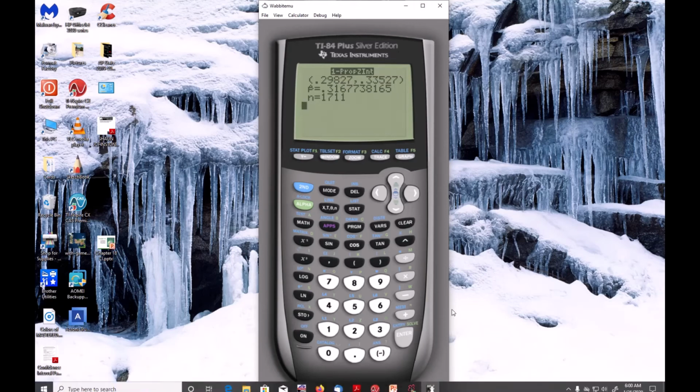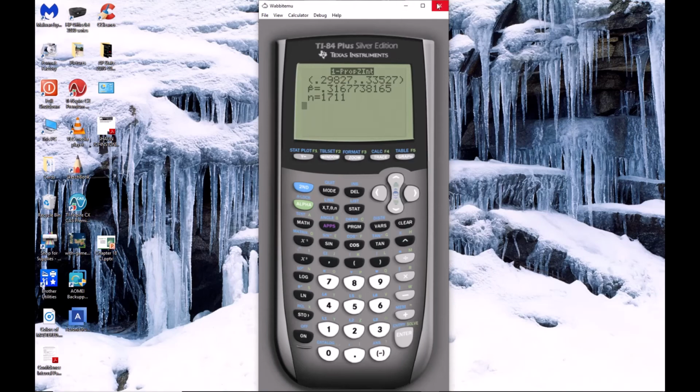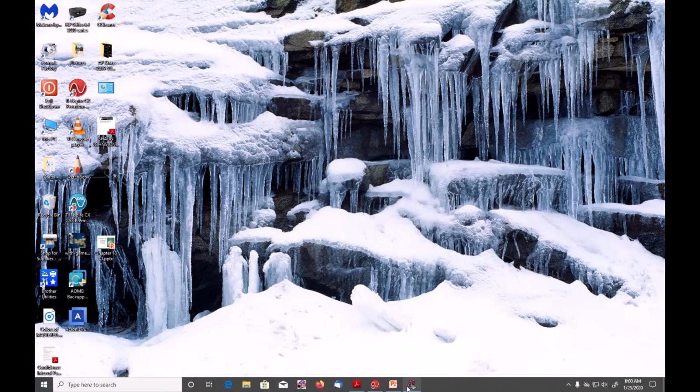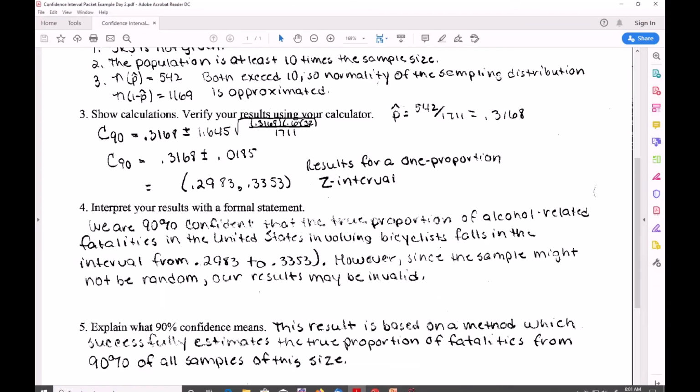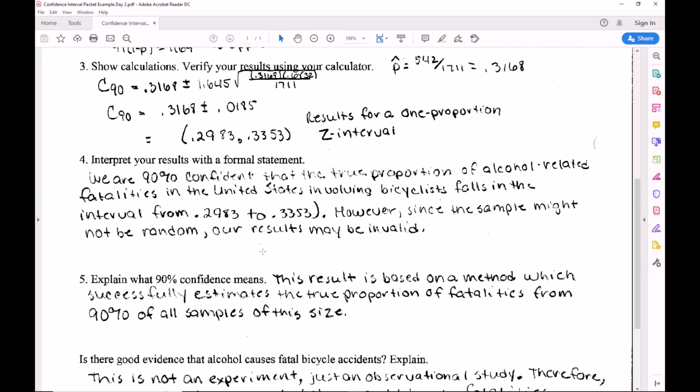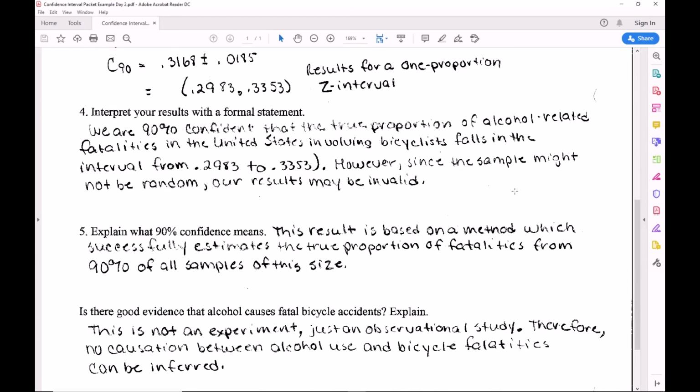All right, so let's go ahead. I'm going to close that out and get back to what I was talking about here. Everything is now complete except to interpret. So we're 90% confident that the true proportion of alcohol-related fatalities in the United States involving bicyclists falls in the interval from 0.2983 to 0.3353. I should not have that parenthesis there, just ignore it.